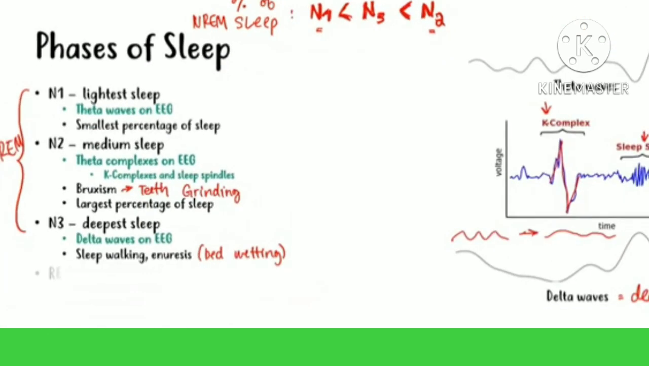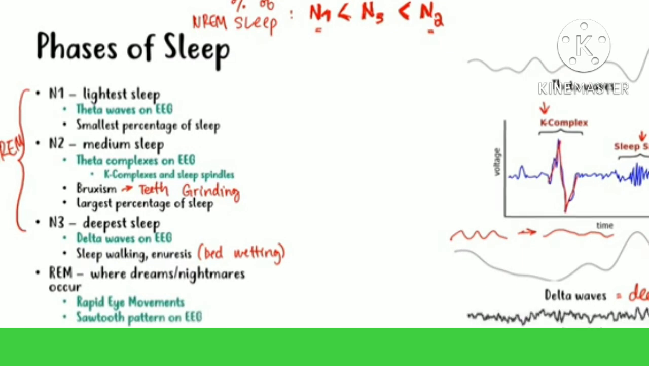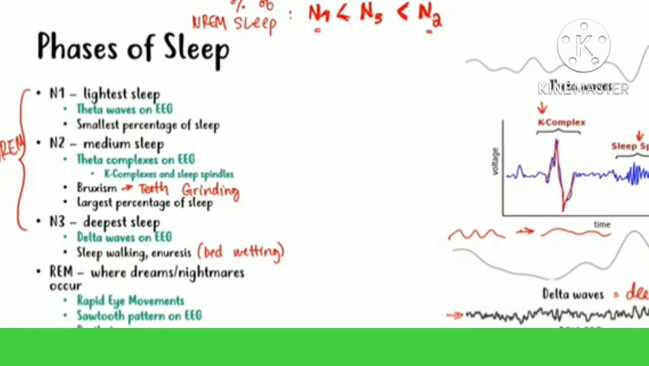Now, after N3, you have something called REM sleep. This is where your dreams and nightmares reside, okay? This is where all your dreams are. This stands for rapid eye movements. In rapid eye movements or REM sleep, you're going to have a characteristic sawtooth pattern on the EEG. This is what the sawtooth pattern looks like. It's very different than all the rest of the patterns. You can see it's kind of like a sawtooth pattern. And this is also going to be associated with penile tumescence, which is just having an erection while someone is asleep. It happens in REM sleep. So that's pretty much everything you need to know about the phases of sleep.